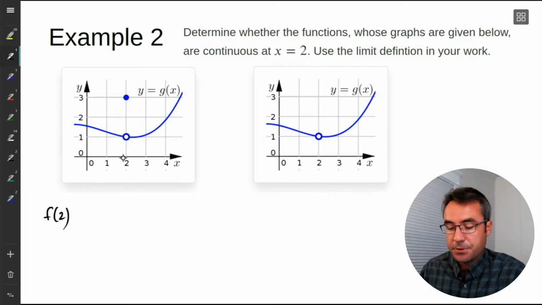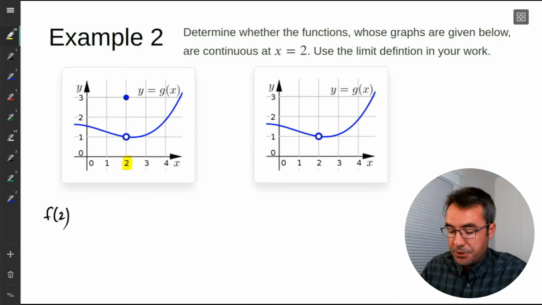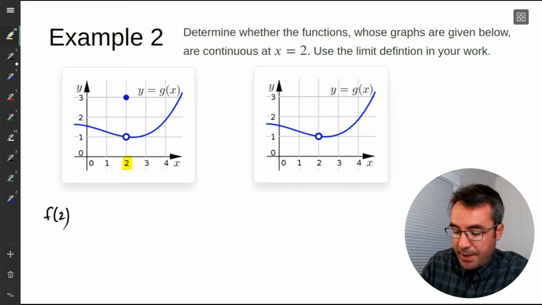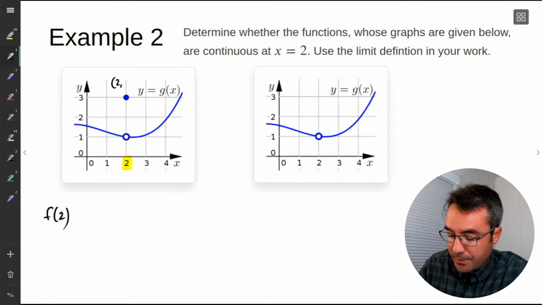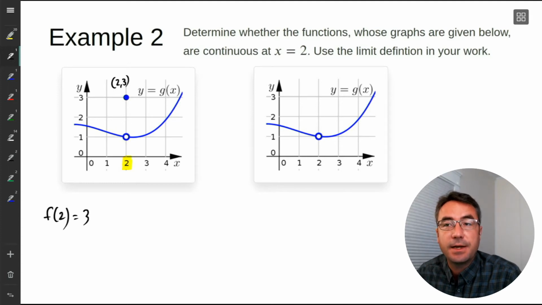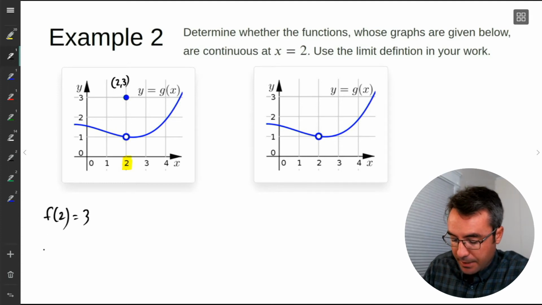So we find x equals 2 on our horizontal axis. There we go. And then we just read up until we see the filled in dot to indicate our point on the graph, and we see it right here. And that has coordinates 2, 3. So our actual function value in this case is the y-coordinate, so 3. All right, so that's good. Our function is defined. Now we want to calculate the limit of our function as x approaches 2.